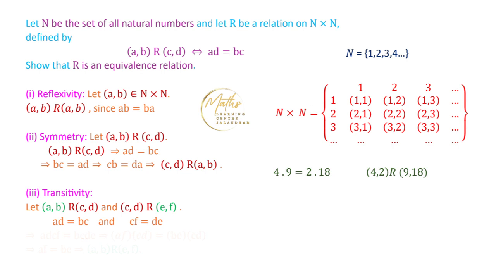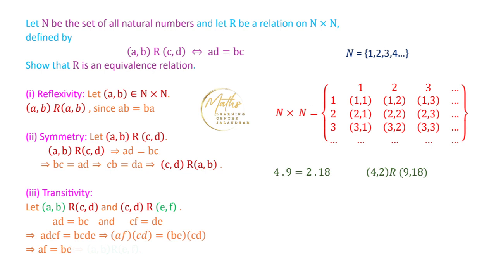Now, if we take the product of both these equations, what we obtain is ad equal to bc, and we multiply the second equation over here, cf into de. So from this relation, we can write it in the form af into cd equal to be into cd. So this whole thing implies that af is equal to be.